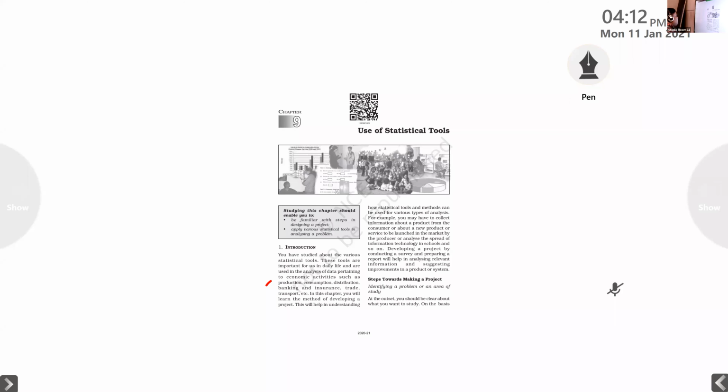Here, in this chapter, you will learn the method of developing a project. This will help in understanding how statistical tools and methods can be used for various types of analysis. So we are using a term here. What is that? Project. Okay, project. So different statistical tools you will use for different types of analysis.